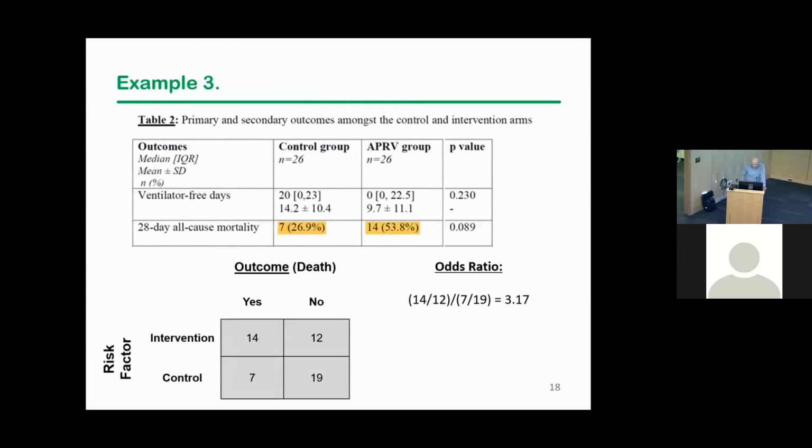Well, the odds ratio, as we talked about with the arithmetic a few minutes ago, we take the number of people in the intervention group that had the outcome, death, 14, and we divide it by the count of those that did not have the event. So it's 14 over 12. That's your odds of the event in the intervention group. The odds of the event in the control group is 7 over 19, and we see our odds ratio is 3.17. So the odds of death are 3.2 times higher for the intervention group.